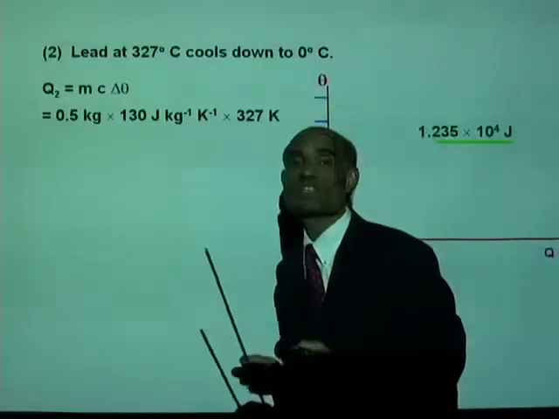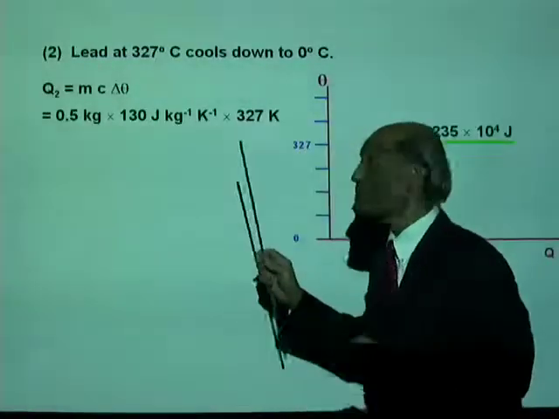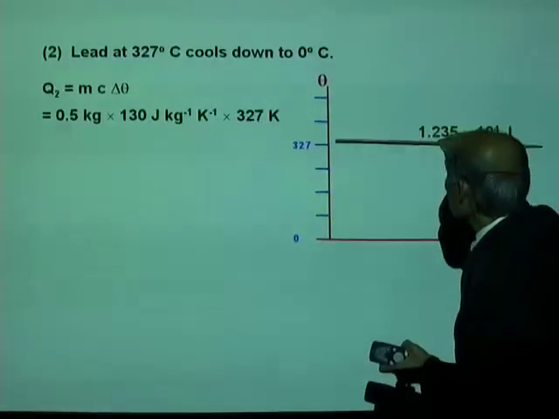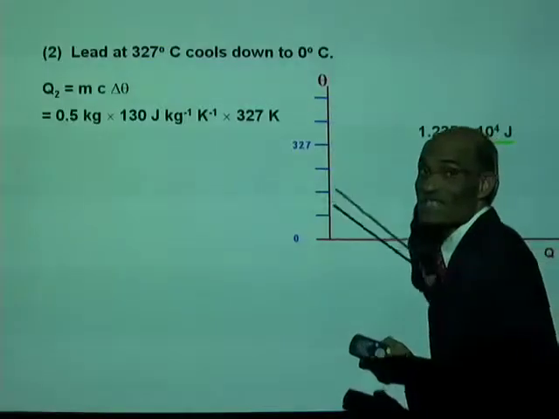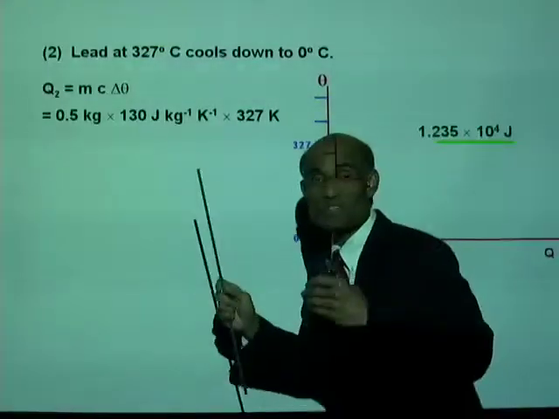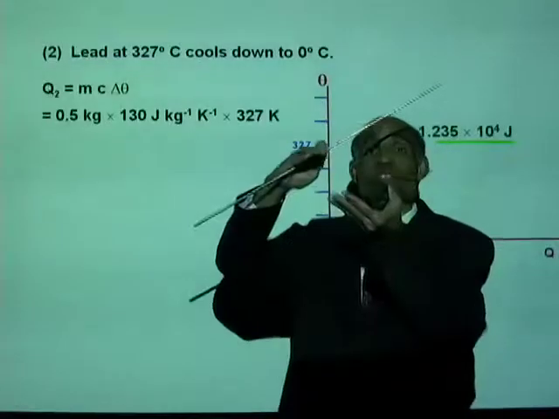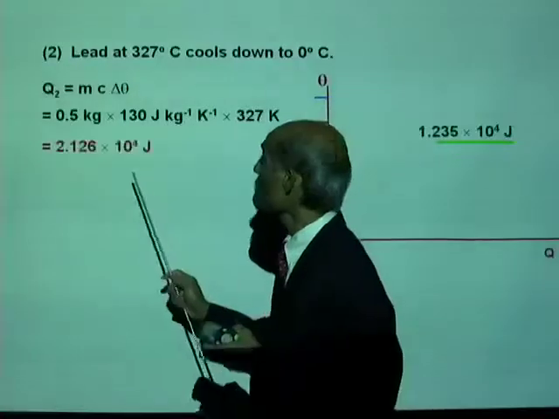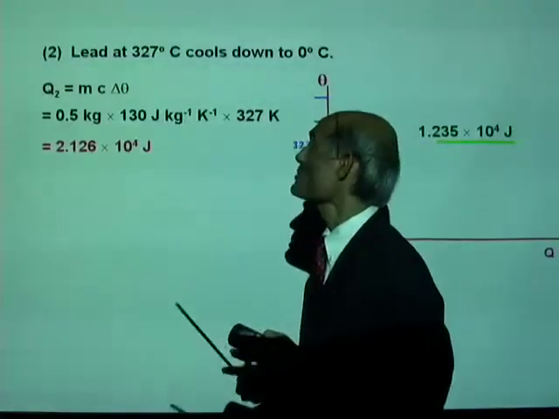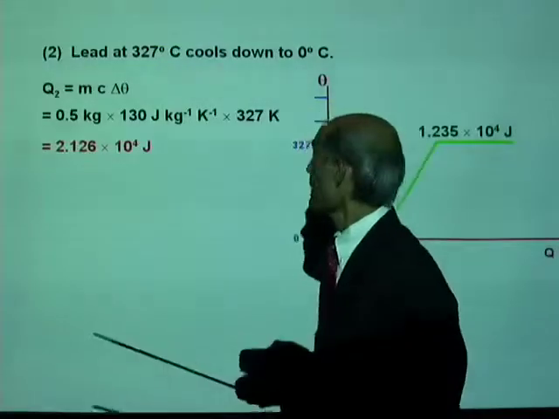That is 327 Kelvin. Let me remind you one more time. The temperature interval 327 degrees Celsius minus 0 degrees Celsius is 327 Kelvin. The temperature intervals in degrees Celsius and Kelvin are the same. And this will be 2.126 times 10 to the power 4 joules.